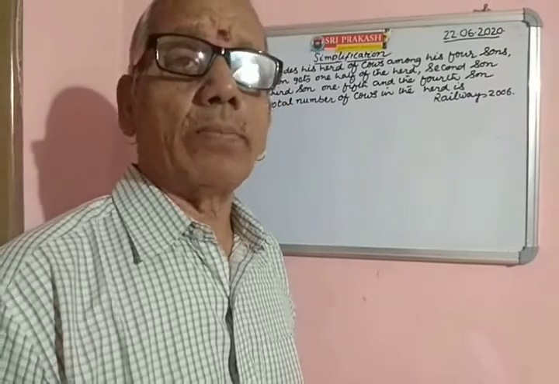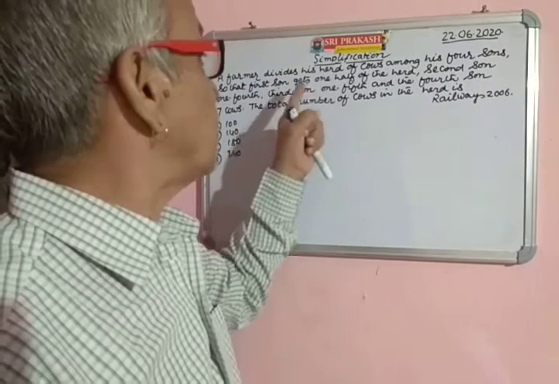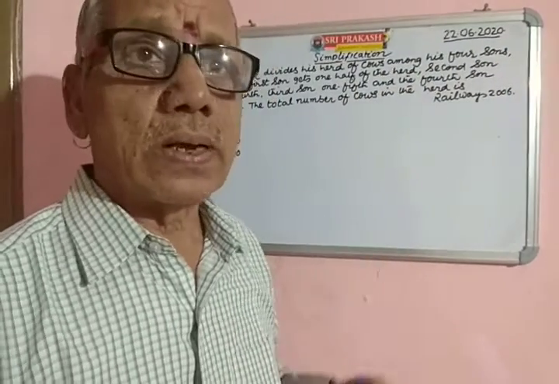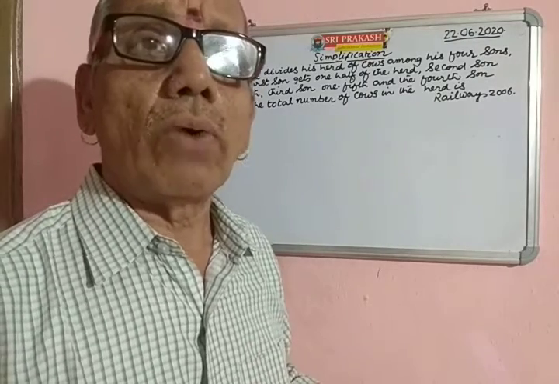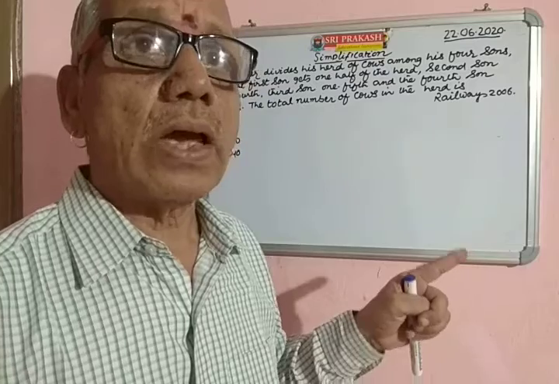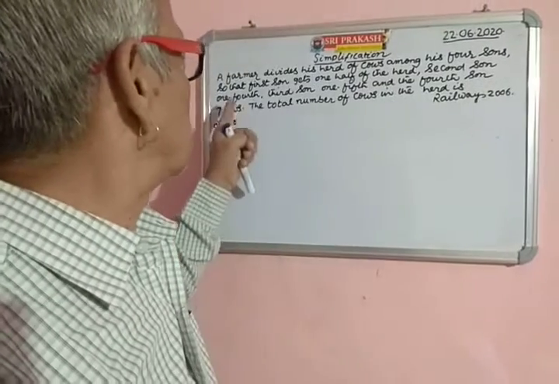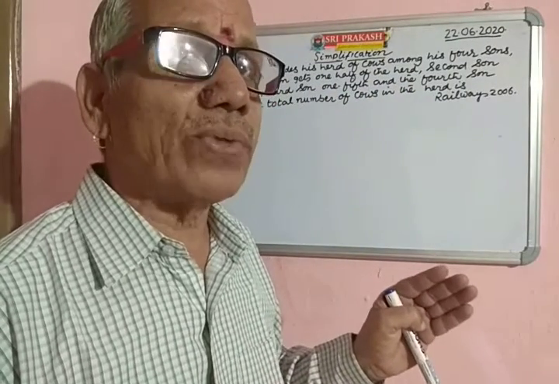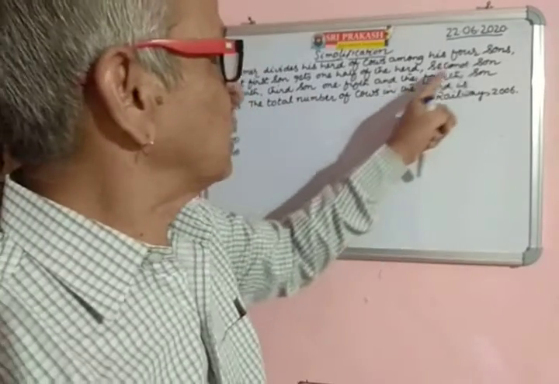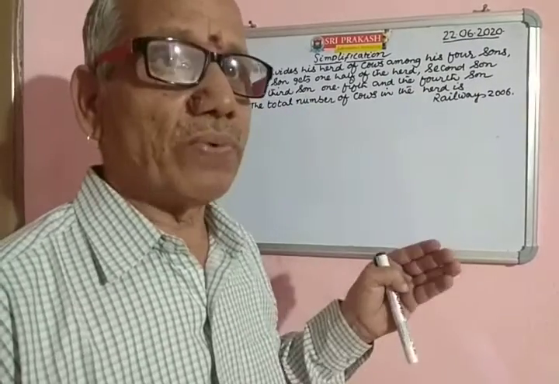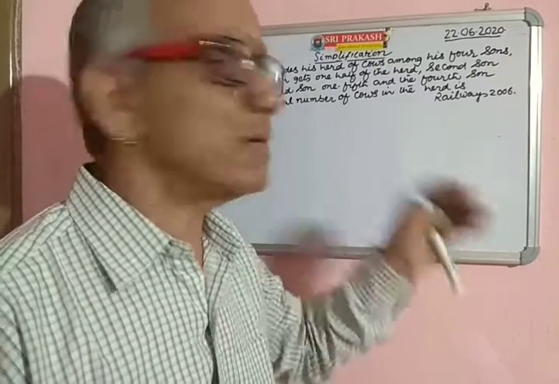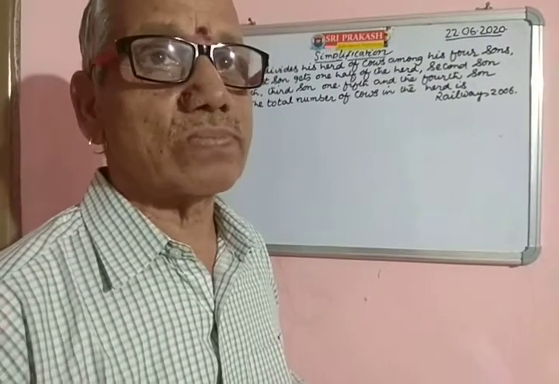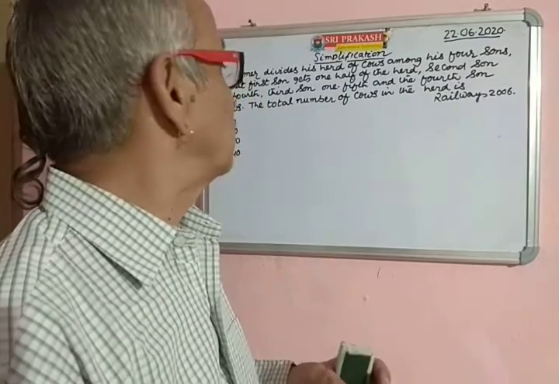So, your next sum reads like this. A farmer divides his herd of cows among his 4 sons. That means that farmer has 4 sons and he has a number of cows in his herd. What did he do? He divided the cows among his 4 sons. In what way? So that the first son gets 1/2 of the herd. So whatever total cows are there, half of the cows he gave to his first son. Second son, 1/4 of the total cows. 1/5 to the third son. And the fourth son got 7 cows. So now you have to find the number of cows in the herd.